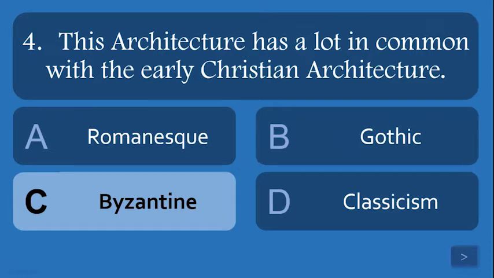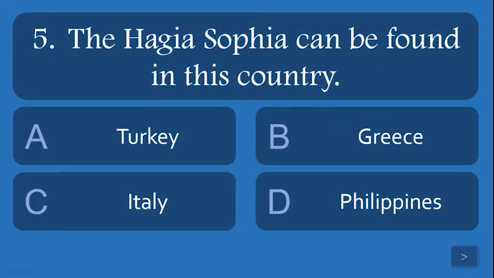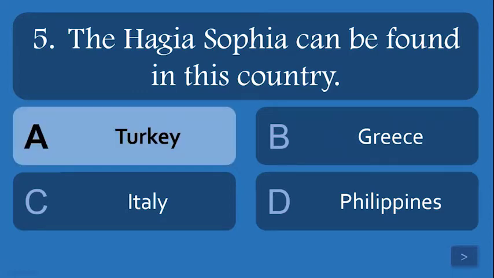Byzantine. Number 5. The Hagia Sophia can be found in this country: A. Istanbul, Turkey, B. Greece, C. Italy, D. Philippines. So the correct answer is A. Turkey.